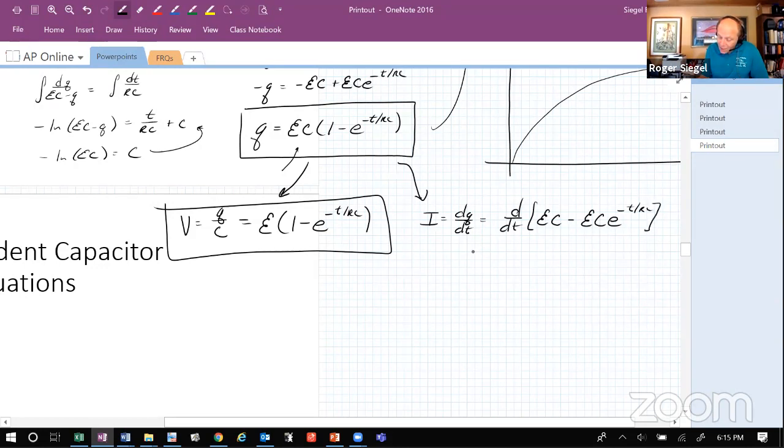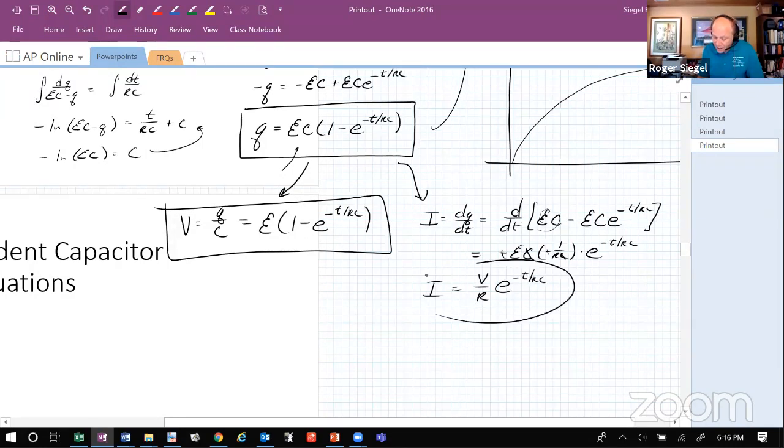All right, now, what is that? Well, the derivative of the first term is 0 because that's a constant. But the derivative of the second term, we're going to leave the negative EC, and then we're going to take, what's the derivative of e to the u? It's u prime e to the u. So the derivative of this, negative t over rc, is negative 1 over rc times e to the u, e to the minus t over RC. And so the C cancels, and the negative cancels, and so we have I is equal to V over R times E to the minus T over RC.